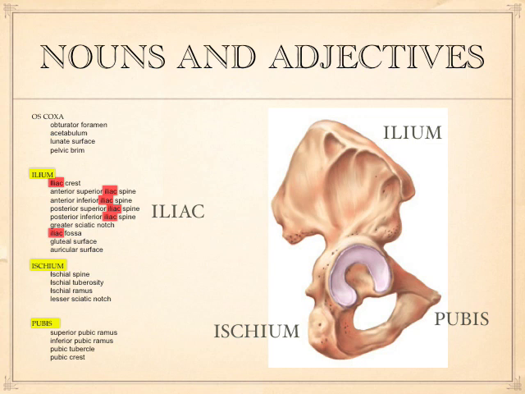What is iliac? It's an adjective describing something else. This is an iliac what? Iliac crest, an iliac spine, an iliac fossa. The fossa is the noun, the spine is the noun, the crest is the noun. Iliac is telling you which spine, which crest, which fossa. And you see that again and again.